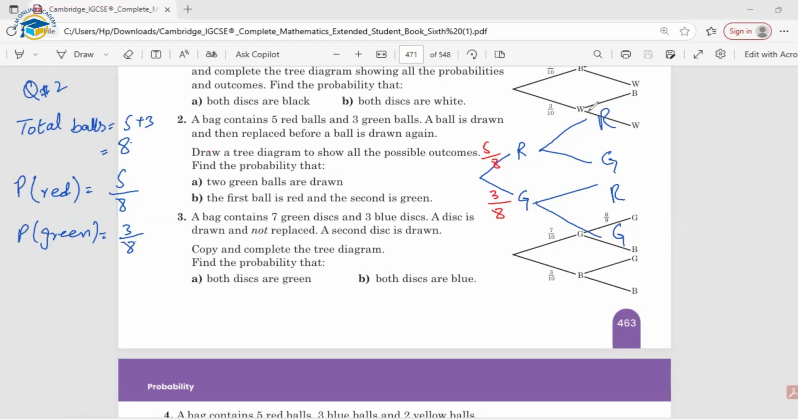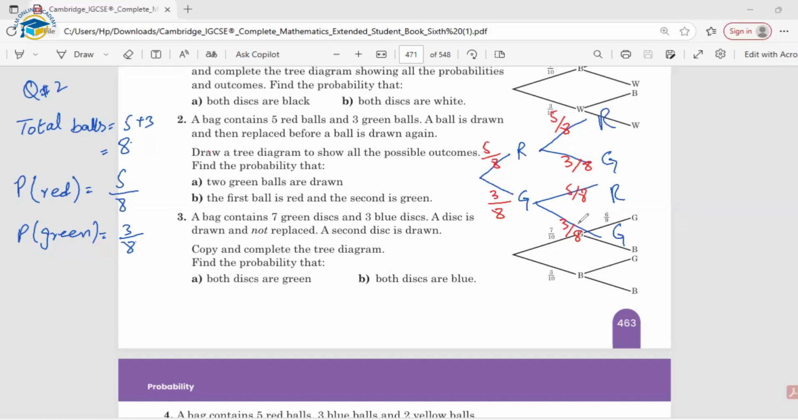Now next we need to write the red ball again. As they are replacing it back, that's why 5 by 8 again. Your total balls will not be changed. As the previous one were also 5 red balls, now there will also be 5 red balls. Okay. Green one will also not be changed. 3 by 8. This will be also 5 by 8. This will be also 3 by 8. Okay. Your probabilities for the total and the separate number of balls will be similar.